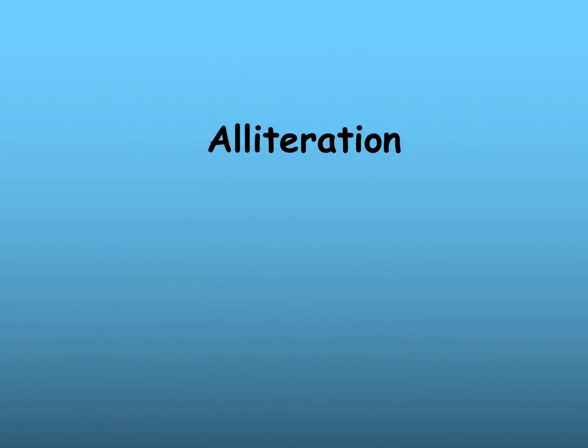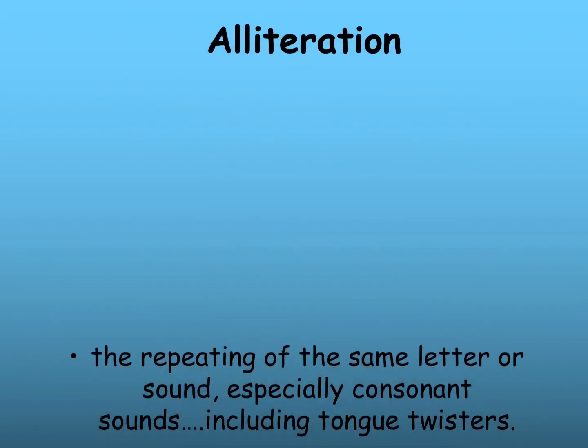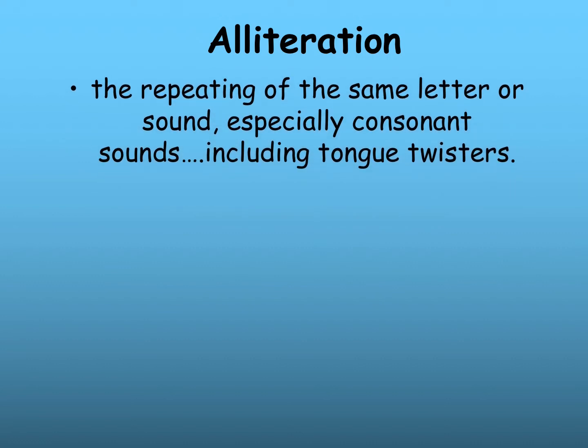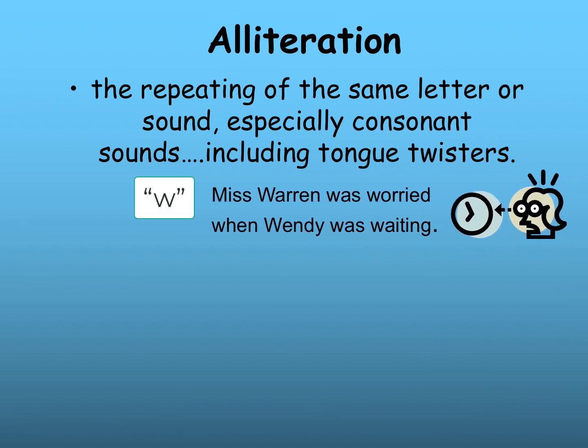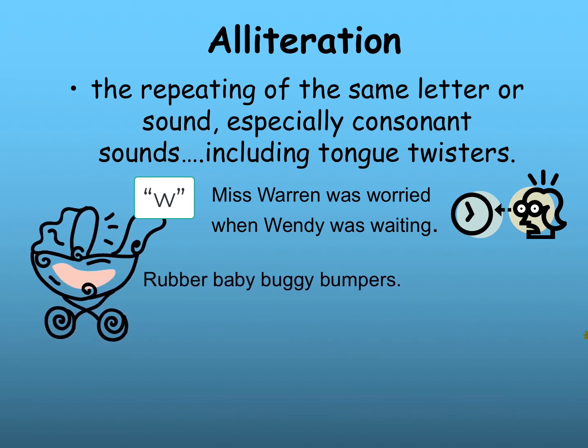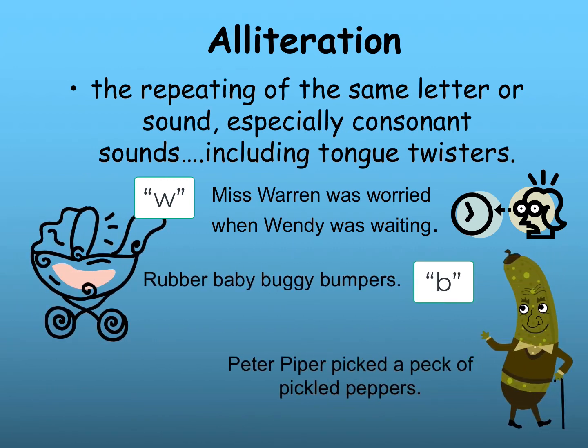The next one is alliteration. Alliteration is the repeating of the same letter or the same sound, especially consonant sounds, and you'll hear these a lot in tongue twisters. Miss Warren was worried when Wendy was waiting. Rubber baby buggy bumpers. Peter Piper picked a peck of pickled peppers. And try to say all those real fast, right? Tongue twisters. So it's the same letter or the same sound that's just repeated.